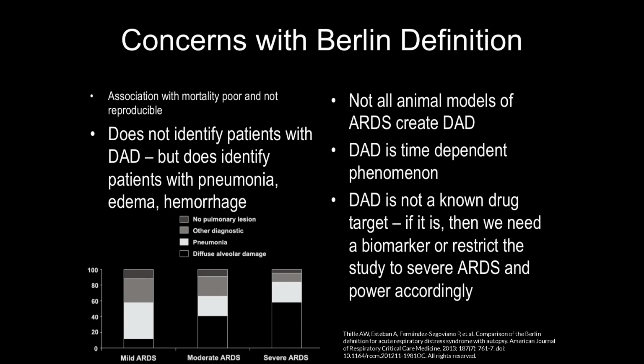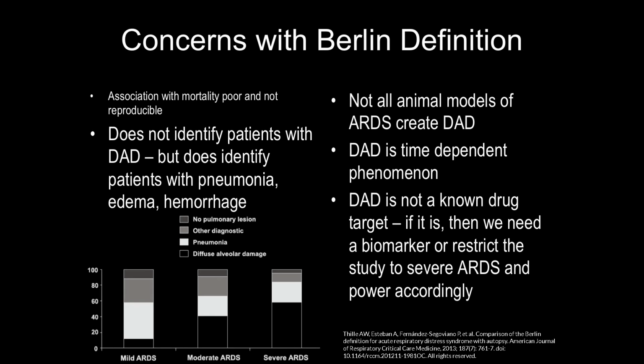It doesn't identify diffuse alveolar damage. This is work by Thille, which you all know. If you look at this white box, which is diffuse alveolar damage, among the mild ARDS patients relatively few of them had diffuse alveolar damage, and it increased as you moved up with severity, to the point that somewhere around 60% of patients with severe ARDS had diffuse alveolar damage. But what I always point out in this slide, and in the work that Andres Esteban wrote about from a similar cohort in Annals of Internal Medicine, is that what the other patients have is pneumonia, and in this other diagnostic group there are a lot of patients who have alveolar hemorrhage, for example.